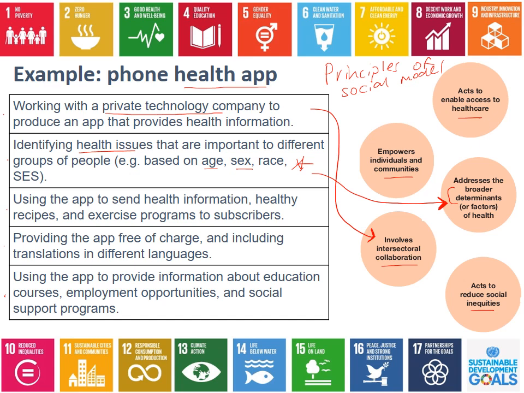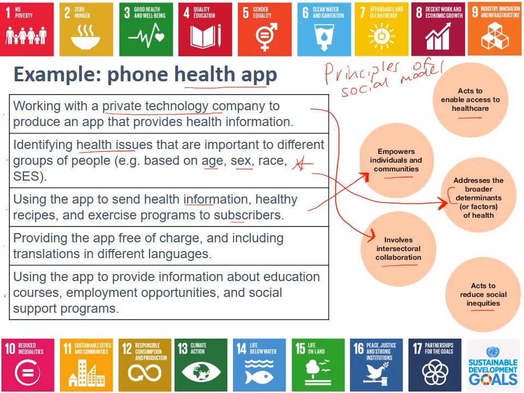Now, using the app to send health information as well as things like recipes and exercise programs to the subscribers. So this is actually how the app is working. It's sending people information. It's giving them knowledge. So this is empowering people. Okay, it's not just saying to people, you need to eat this. It's basically saying, we know that eating this can be really beneficial for physical and mental health and well-being, and here's some great recipes that you can try to take ownership of your own health. Okay, so that's an example of empowering individuals and communities.